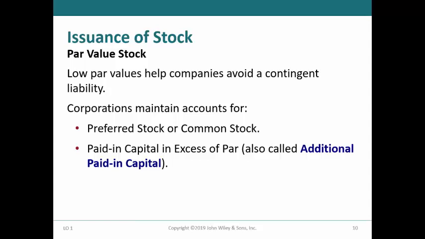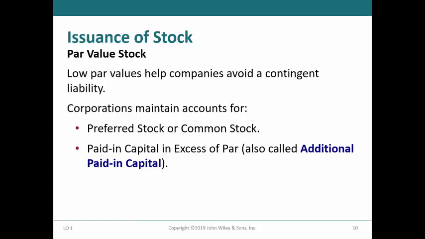In the past, corporations set larger par values, such as $100 per share, for their stock, but if the stock was issued for less than par, a contingent liability was created for the shareholders. If the corporation declared bankruptcy, the shareholders who purchased the common stock at less than par had a contingent liability for the difference between the amount they paid for the shares and the par value. Therefore, most corporations now set low par values or even no par values for their common stock.